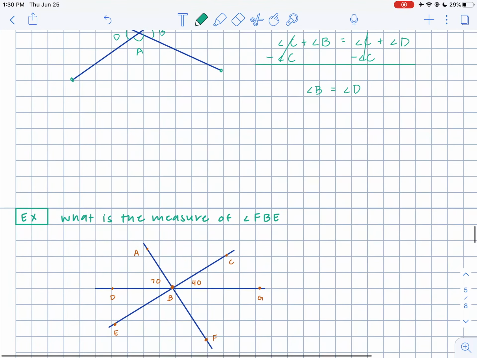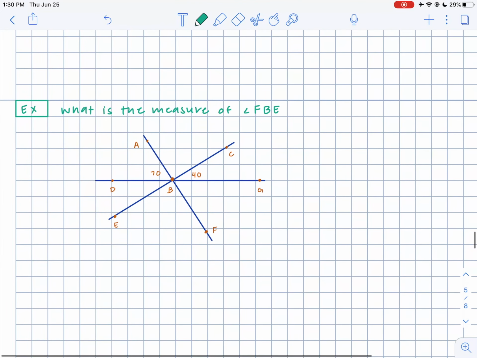Okay, moving on. Let's do a practice example. It's asking, what is the measure of angle FBE? So we want to know this angle, right? Now when it's asking for the measure, it's asking for the value of the angle. So how can we approach this problem?